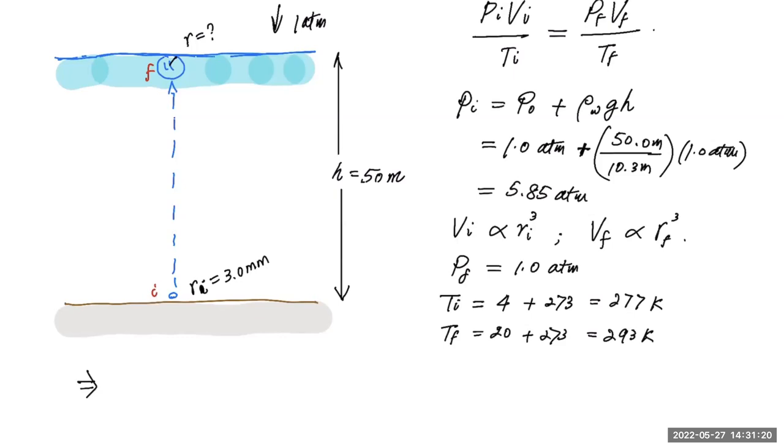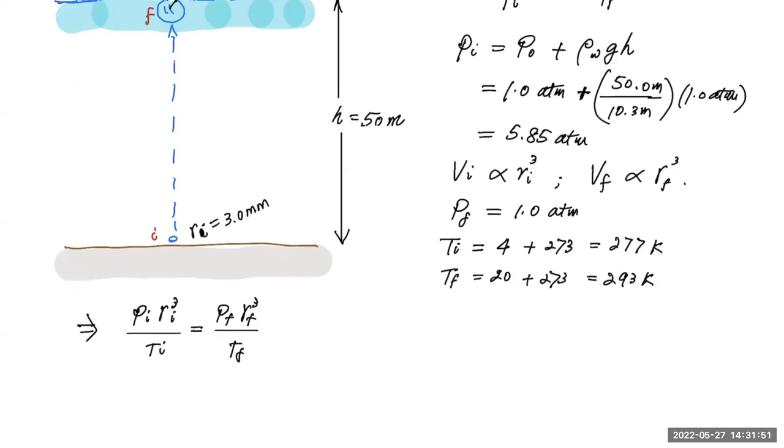We have P initial. First of all, let me rewrite this a little bit. Let me plug in V initial proportional to R initial to the power 3, and V final proportional to R final to the power 3. Then I have P initial R initial to the power 3 over T initial equals P final R final to the power 3 over T final. Okay, let's do that first. And then R final over R initial equals what? You can solve for that.